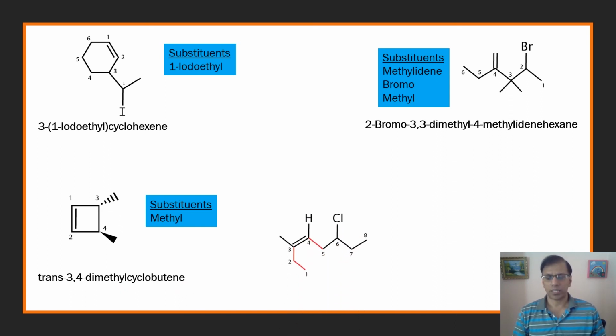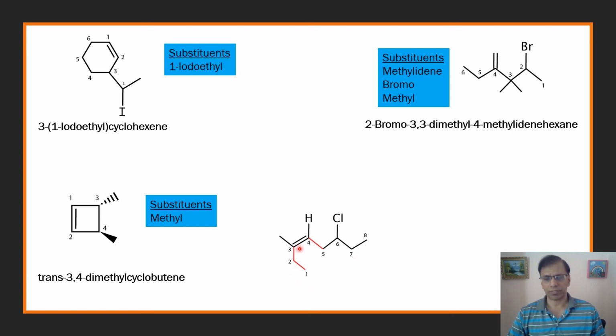Let's look at another example right here. In this particular case, you can see that this is a double bond, and there are three substituents. One substituent is methyl, here is ethyl, and then this is a big substituent right here. So it has three substituents attached to the double bond, and it's a tri-substituted alkene.